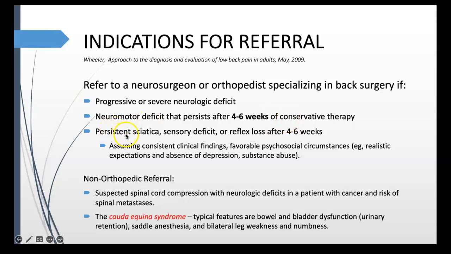If the patient presents with persistent sciatica, a sensory deficit, or reflex loss after 4 to 6 weeks, we're referring out. Again, this is all assuming consistent clinical findings, and that we've checked their mental health status, right? All of those things, because remember, they determine the progress of the rehab in a patient with low back pain.